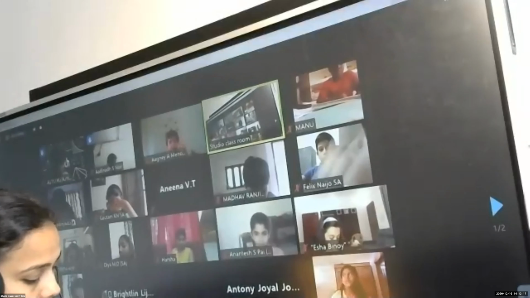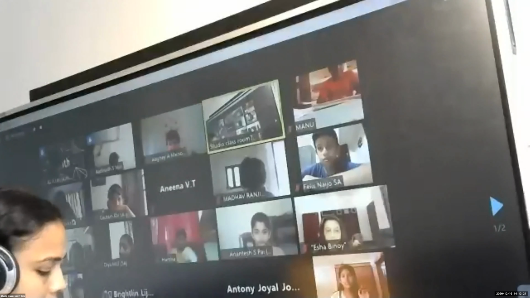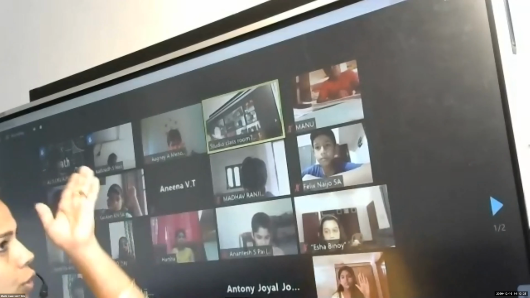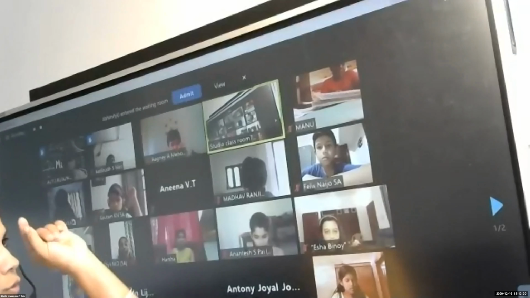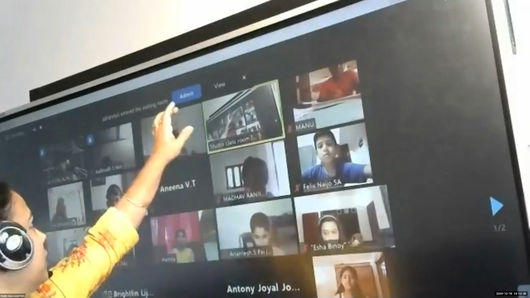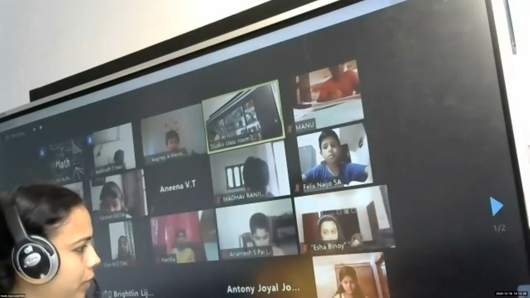The cross products of 2 by 3 and 4 by 5. Cross products. By which numbers do you have to cross? 2 into 5 and 3 into 4. Cross means it's like an X. So you have to multiply the numerator of the first and the denominator of the second, the denominator of the first and the numerator of the second.